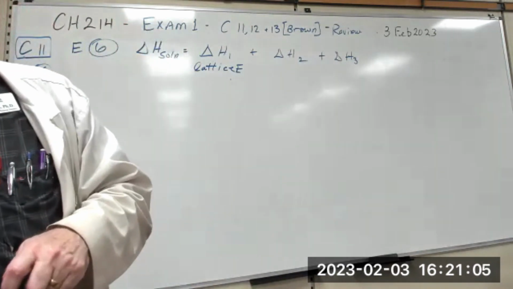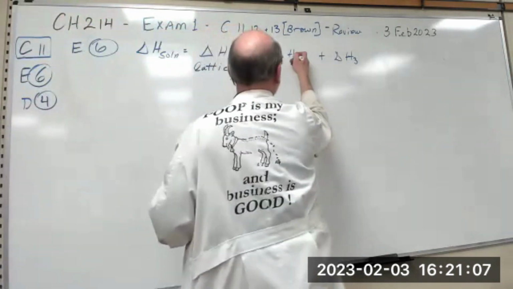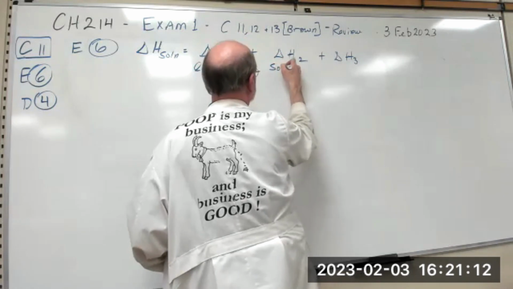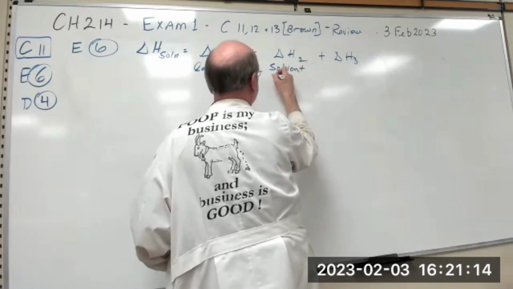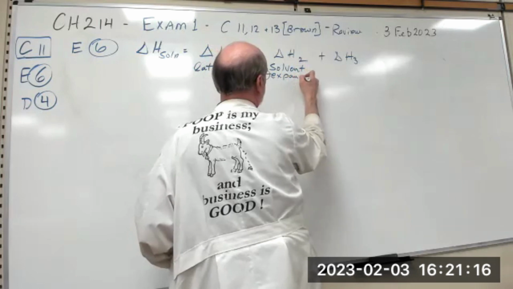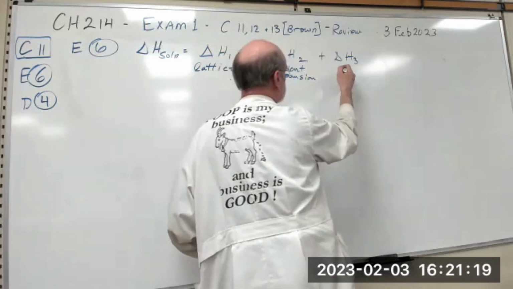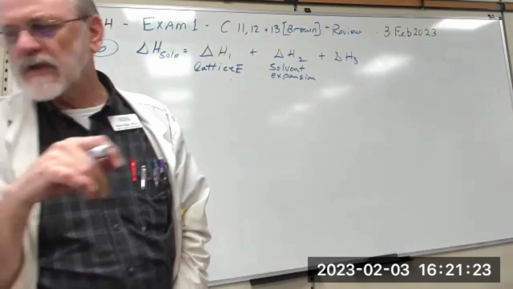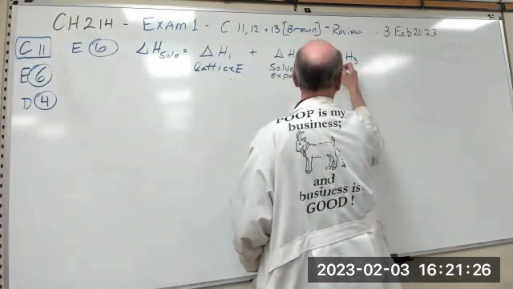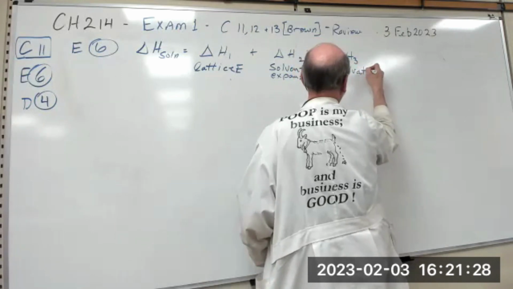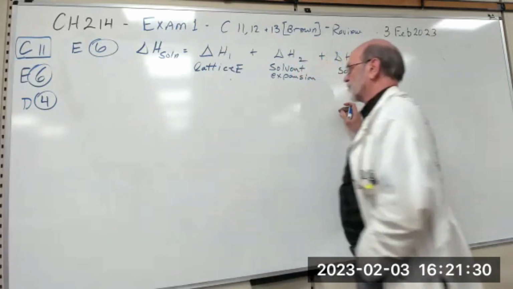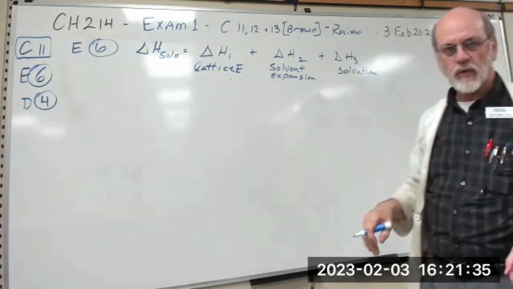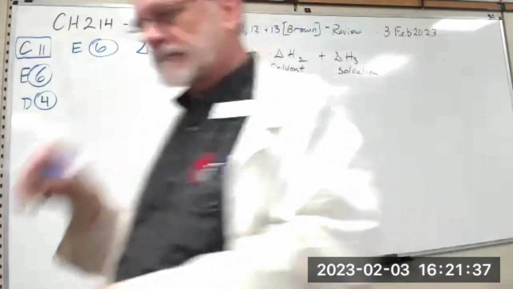The second and the third one, well, this is also called solvent expansion. In other words, make a hole. And this one is, what's the word? Solvation. This is solvation, where the solvent and the solute start to form their bonds. Okay.